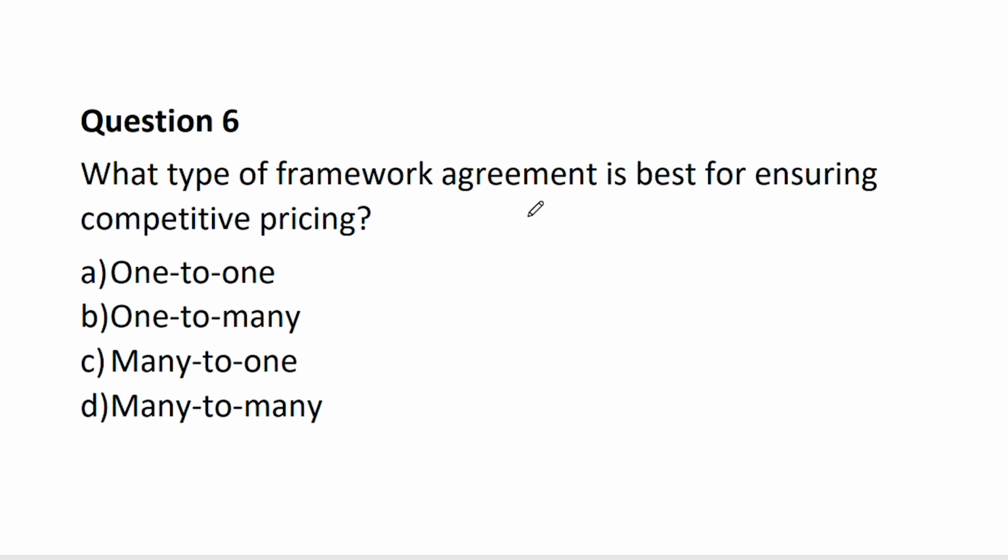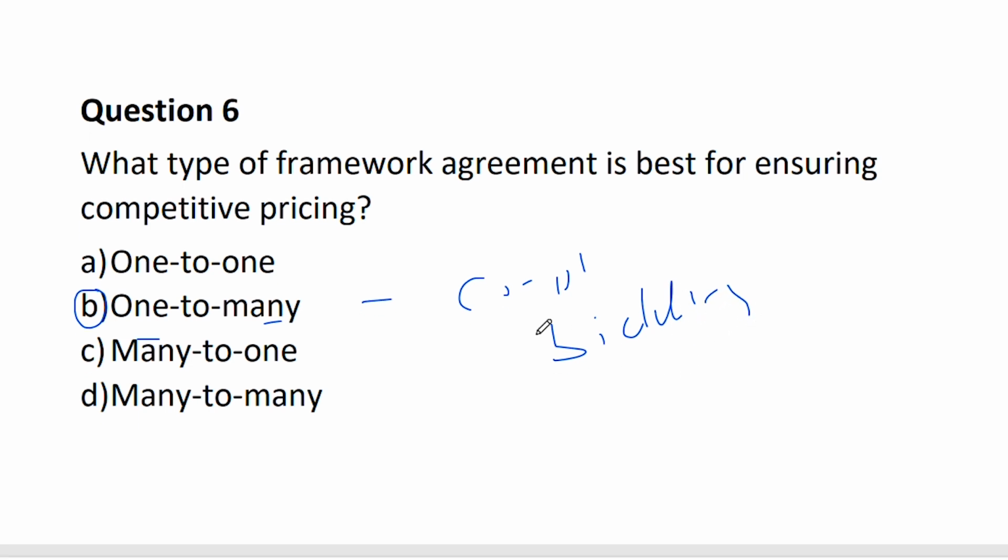Now, what type of framework agreement is best for ensuring competitive pricing? Because if you want people to compete, that's what you want. You want these suppliers to compete and give you the best price. So it means there has to be many on the side of the supplier, so that they can give you the best deal. So that's one-to-many. Because many-to-many is just a lot of one-to-ones put together. So it's one buyer, many suppliers, and then there's going to be competitive bidding. And in that competitive bidding, they're going to be giving you the best price.